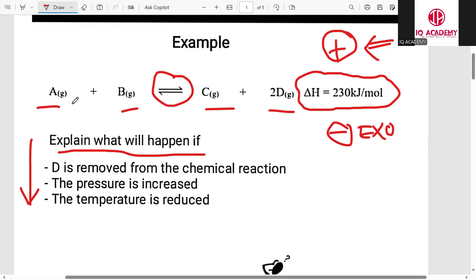So if this reaction is balanced, and then you decide to remove D here, what do you think will happen to this reaction? Anyone who has an idea? It's at equilibrium, it's happening, and then you decide to remove this D. What will happen to the reaction? Come on, guys, what will happen? You've learned these things. What do you think will happen when you remove the D there?